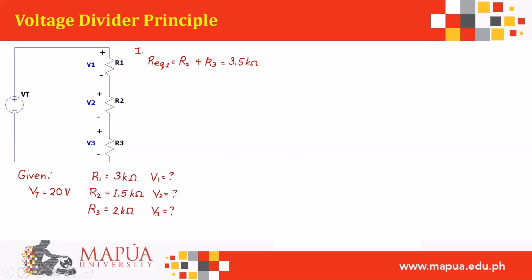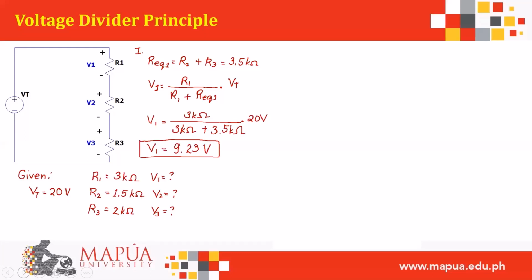Let's solve for V sub 1 first. Here we add R sub 2 plus R sub 3, because that is the equivalent of the two resistors. Then the resistor involved is R sub 1. So we have 3 kilo ohms over 3 kilo ohms plus 3.5 kilo ohms times 20 volts. So that is 9.23 volts.